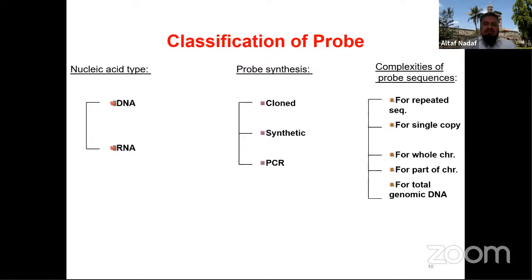Then another one is through the PCR technique, polymerase chain reaction, which you may be aware of. Through this polymerase chain reaction you can amplify the DNA of your interest, and if you design the probe based on that, it is called a PCR probe. Now, if you are aiming to study the complexities in the genome, like repeated sequences, single copy regions, a whole chromosome or part of a chromosome, or total genomic DNA, then specific probes are designed, and those are called complexity probes, based on the complexities of the probe sequences.